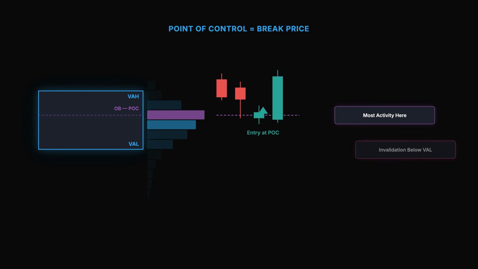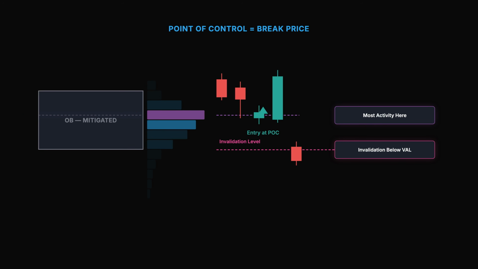The point of control, which is the price level with the highest volume concentration inside the block, becomes the break price. In practice, this means the indicator is not just marking where a block exists, it is identifying where within that block the most activity was concentrated, which gives you a more precise reference for entry and invalidation decisions.